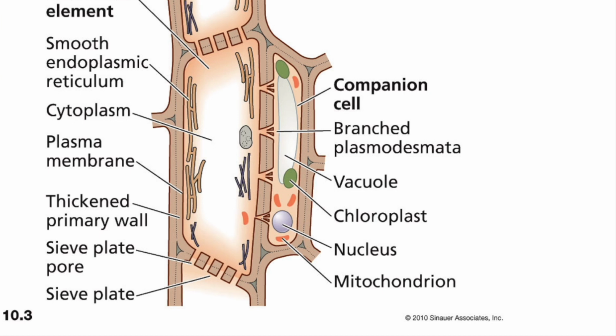And notice there are these many branched plasmodesmatal connections between the companion cell and the sieve cells. So it is thought that the companion cells are providing energy and nuclei control, regulatory controls to the sieve cells when it cannot produce them themselves. So they go hand in hand with each other.